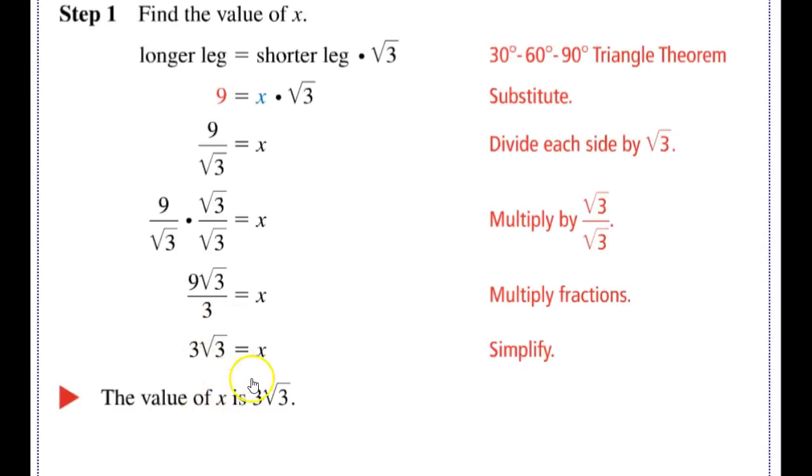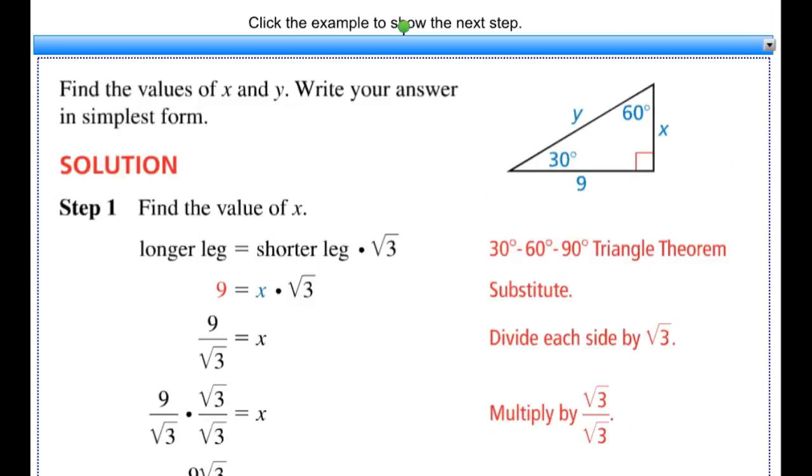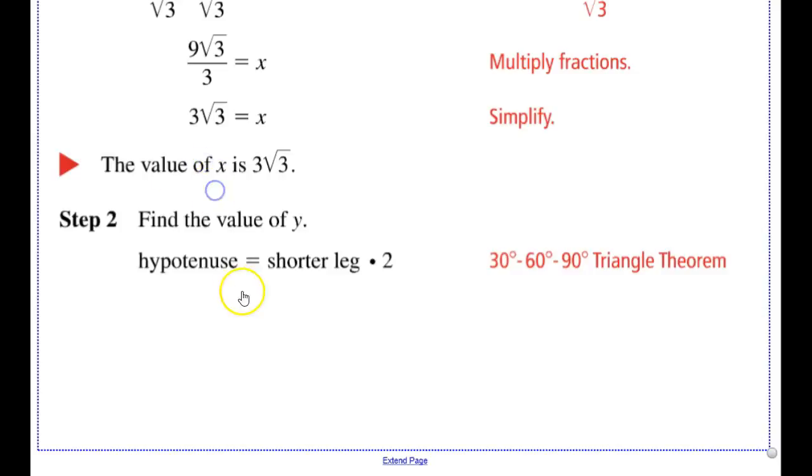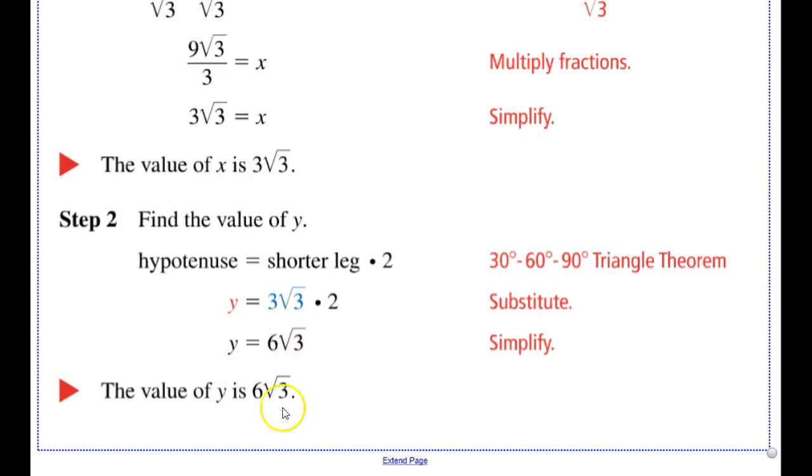Now using that information, I can find my y value, and my y is the hypotenuse. I know that the hypotenuse is the shorter leg times 2. So I plug in what I know. I'm looking for the hypotenuse. I found my shorter leg is 3 times the square root of 3, multiplied by 2. Well, 3 times 2 is 6, so my y, or my hypotenuse, is 6 times the square root of 3.